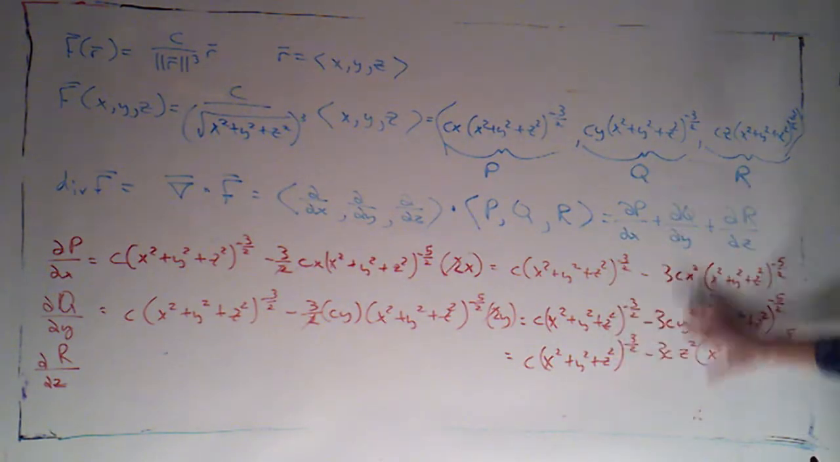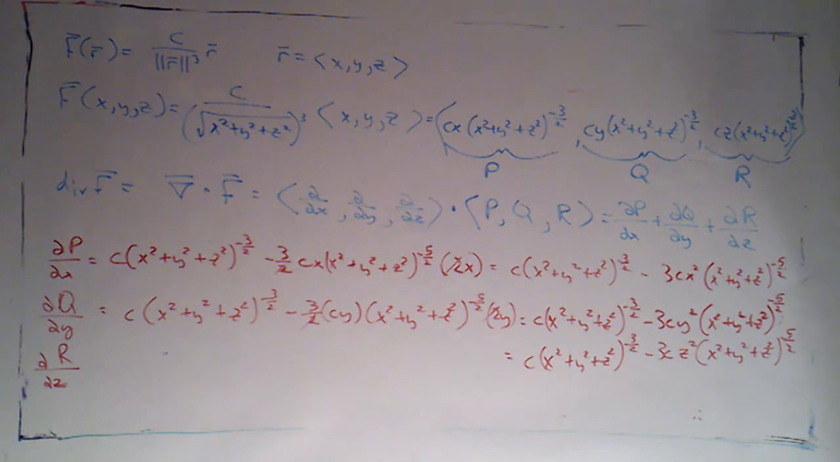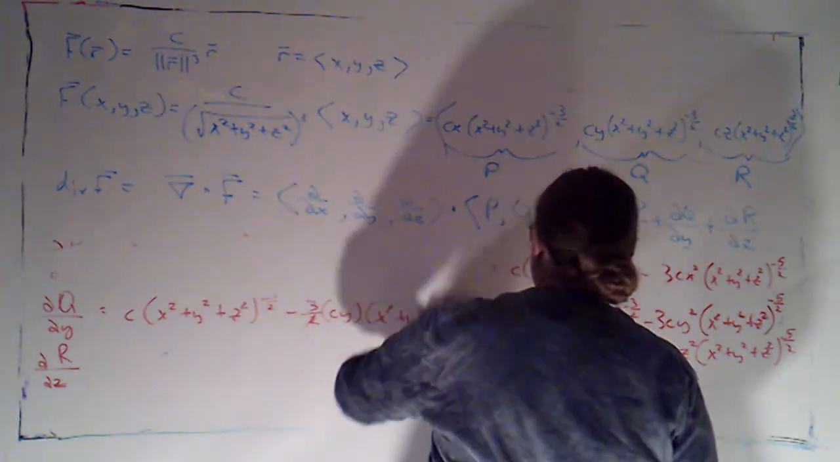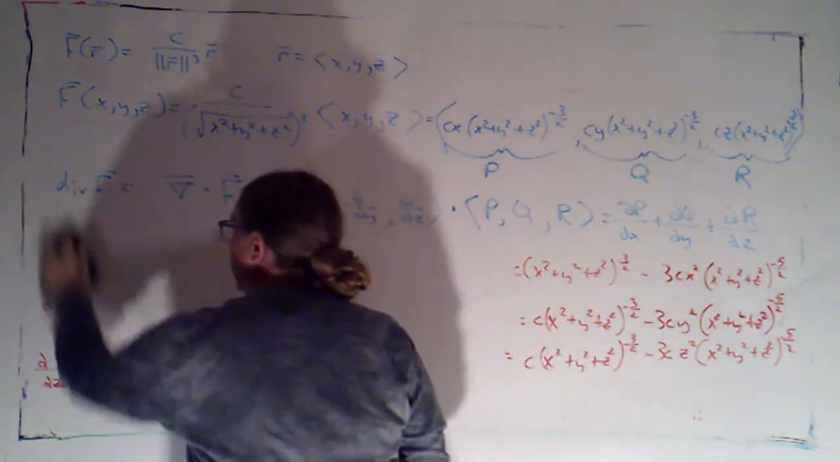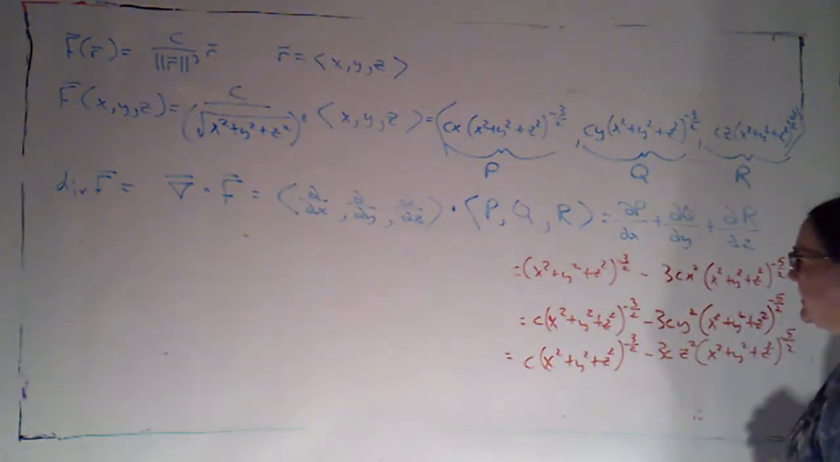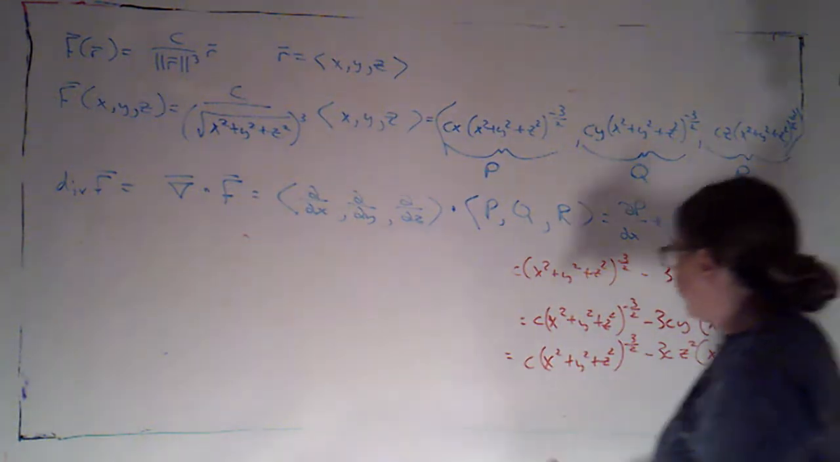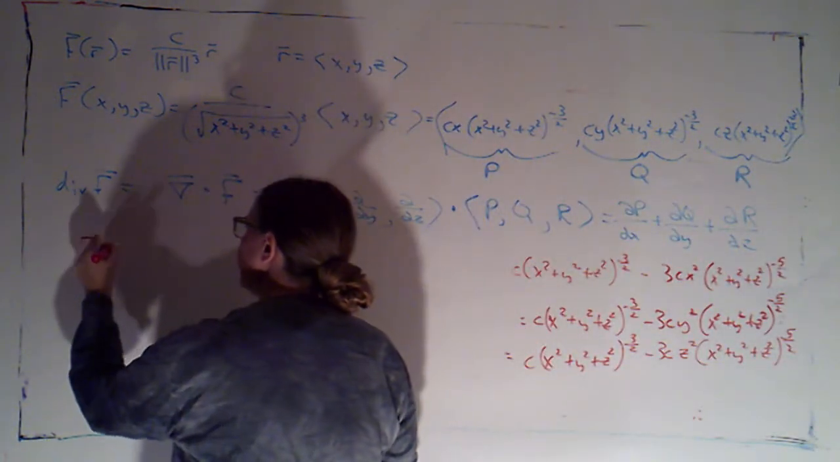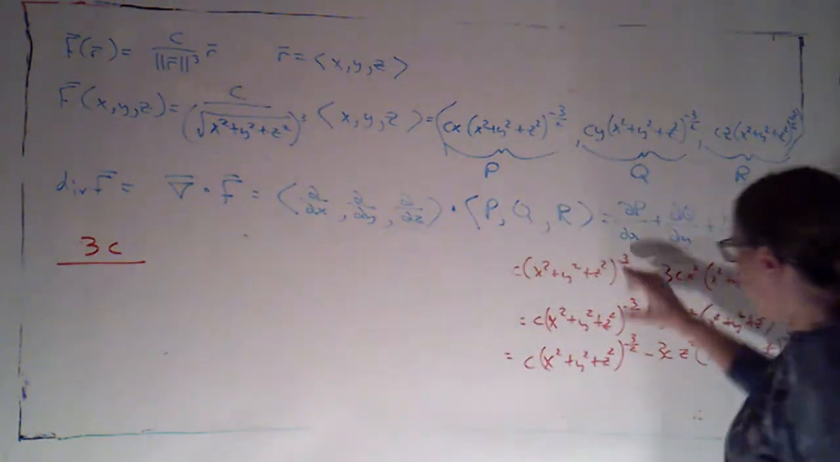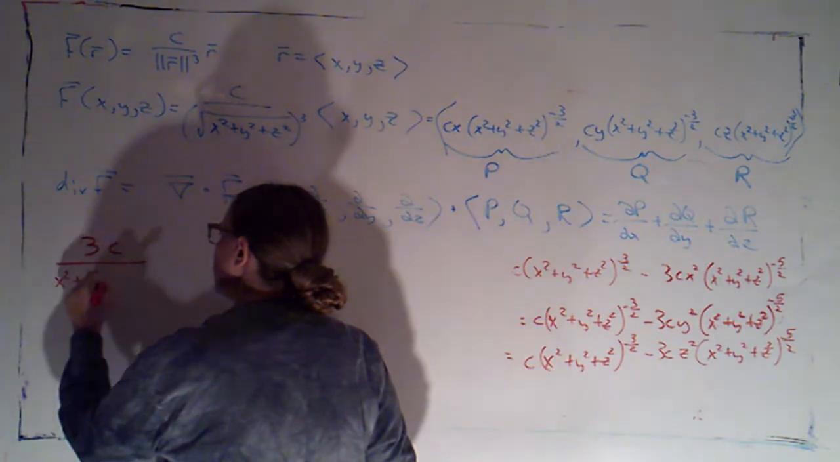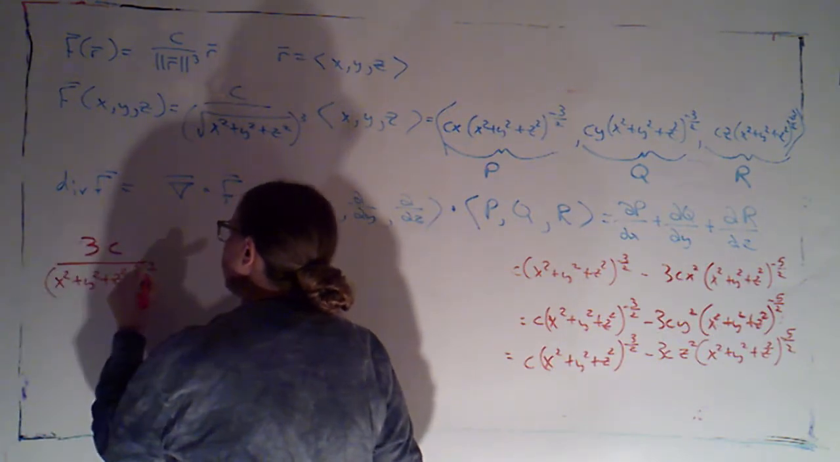So these are the 3 partial derivatives that I get. I need to add them all up in order to get the curl. I'm sorry, not the curl, the divergence. That's what I was trying to calculate. Well, if I add them all up, notice this first term is the same in all of them. So that first term, I'm just getting 3 copies of c, and I'm going to go back to writing this in the denominator. In the denominator, I would have x squared plus y squared plus z squared to the 3 halves.